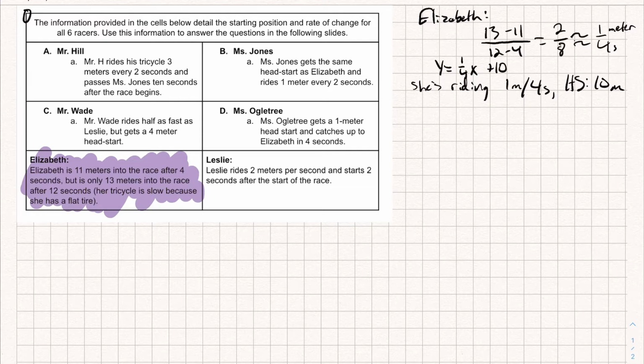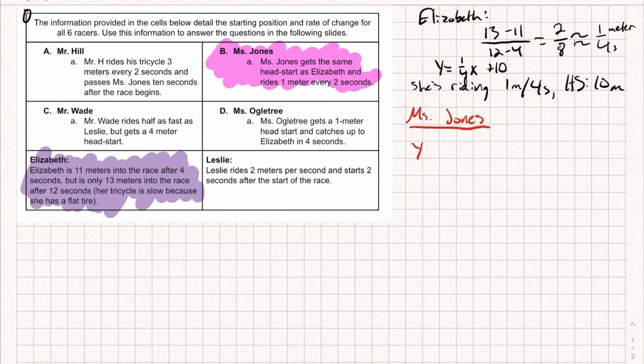Now, let's go ahead and take a look at Ms. Jones. I'm going to highlight her cell in pink. So it says that Ms. Jones gets the same head start as Elizabeth, but rides 1 meter every 2 seconds. So for Ms. Jones, same head start as Elizabeth.